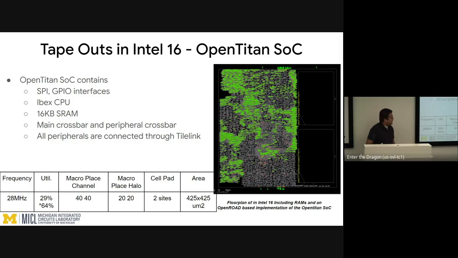So we're running at 28 megahertz, which is much slower than the GF12 one, but that's because we just want to make sure everything is working using our framework here.